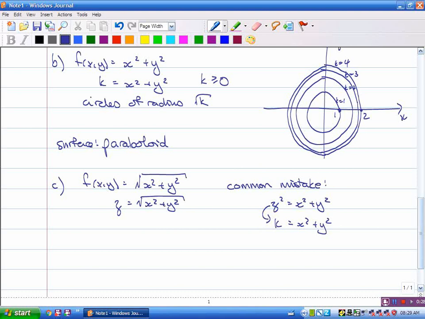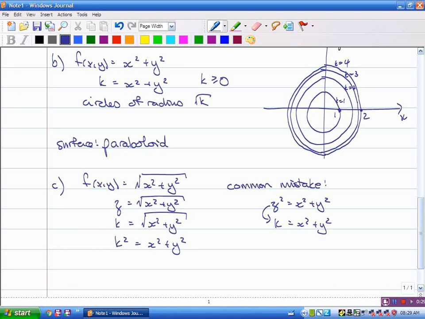Because then the curves that you're going to get are not actually going to do what they're supposed to be doing. That's going to look like a paraboloid again. The circles that you're going to get are going to look just like the picture above. However, the picture you're supposed to be getting is a family of circles, but it's a family of circles with radius k, not radius square root k.